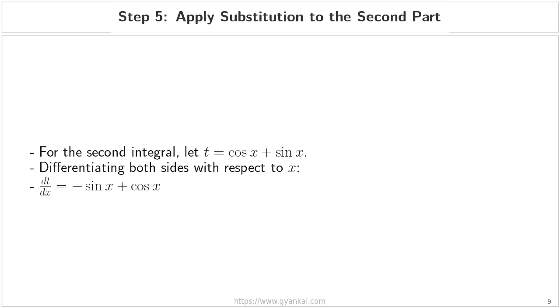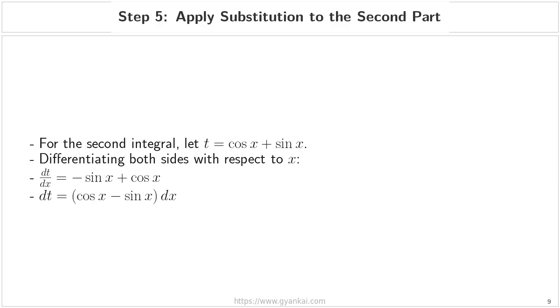The next line shows the result of that differentiation. The derivative dt by dx equals negative sine x plus cosine x. Let's break that down. The derivative of cosine x is negative sine x, and the derivative of sine x is cosine x, so, combining those, we get negative sine x plus cosine x.